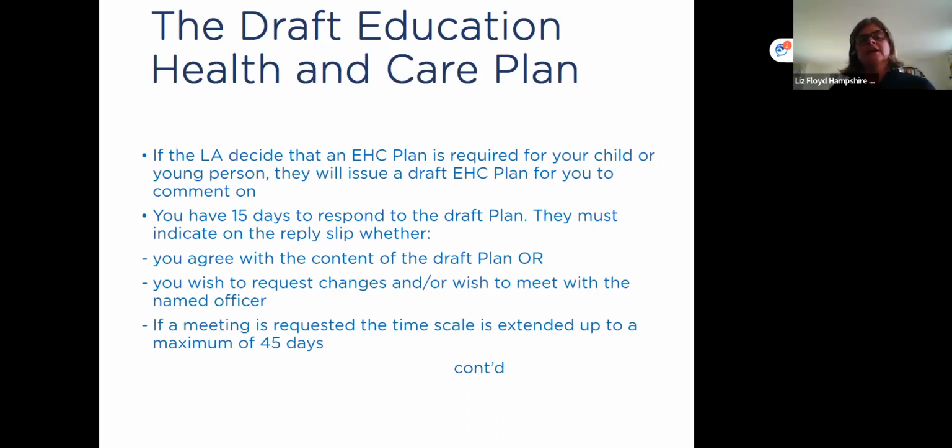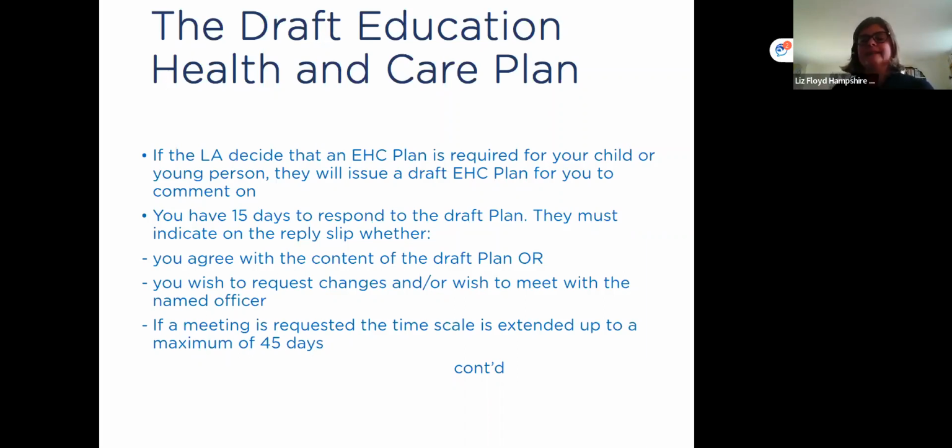And there are 3 responses to a draft plan. The first one is to accept it and sign it off. The second one is to say, well, I'd actually like to make an amendment because I don't agree with that and I don't agree with that. Or the other one is to request a meeting.